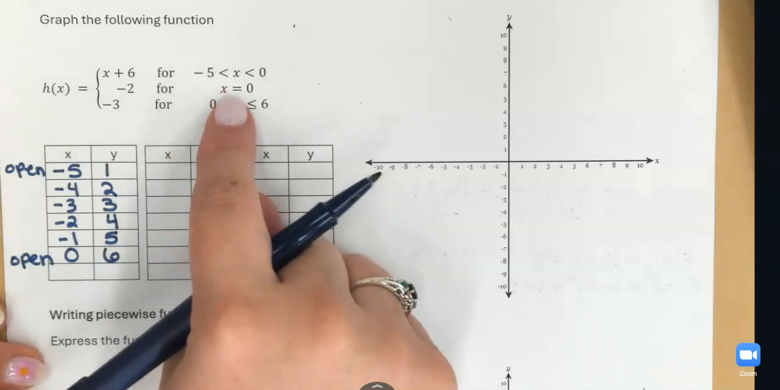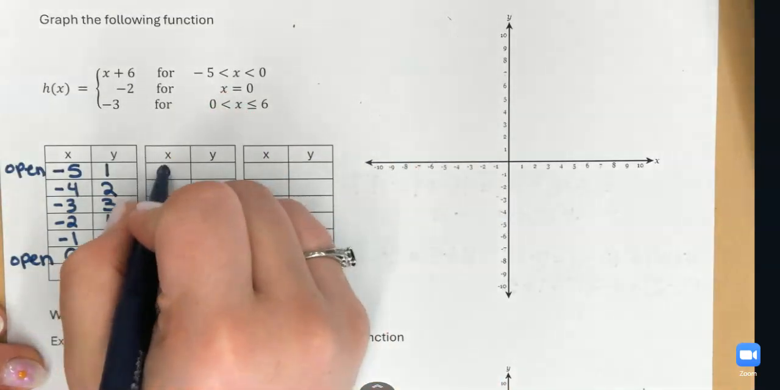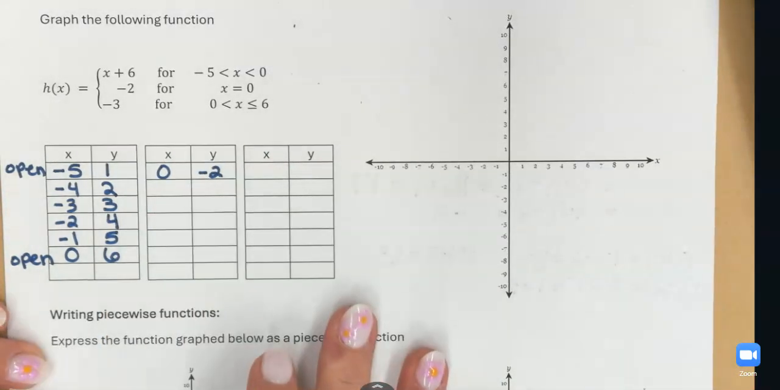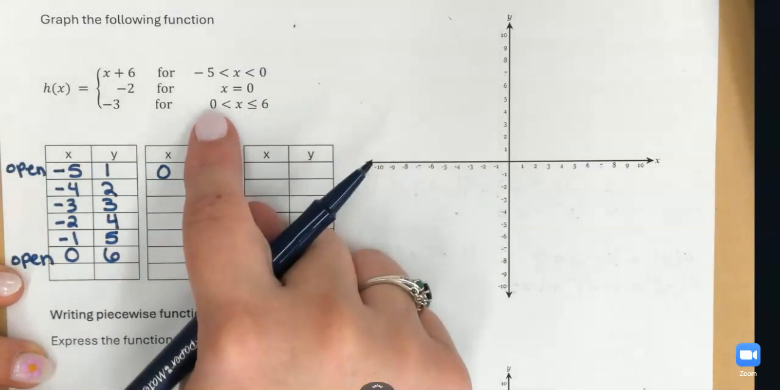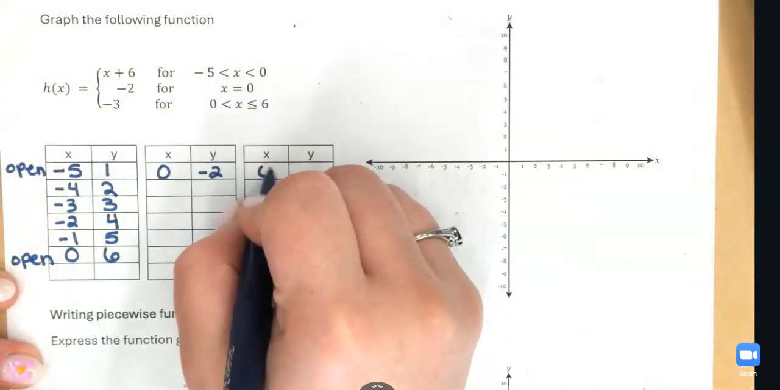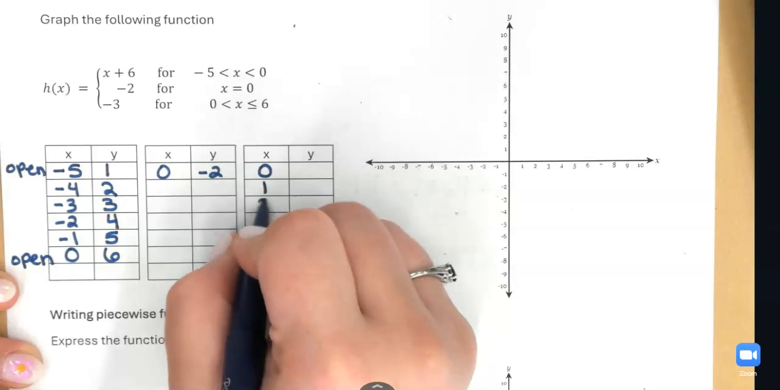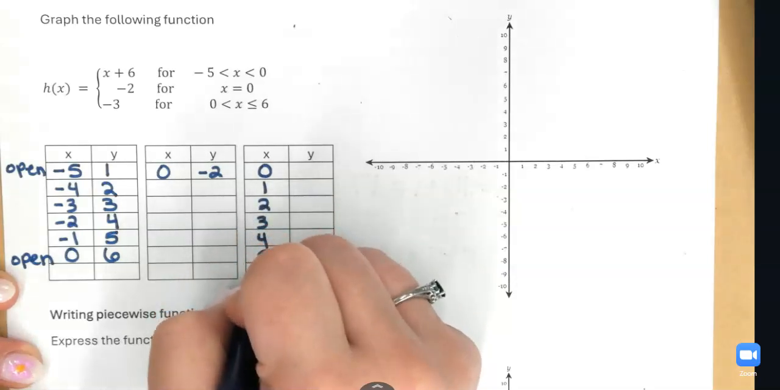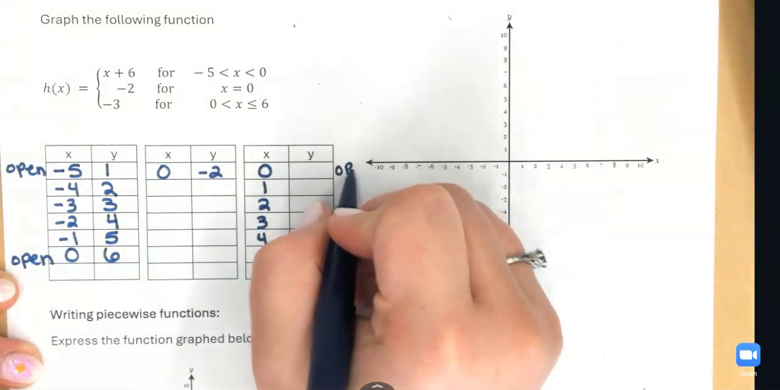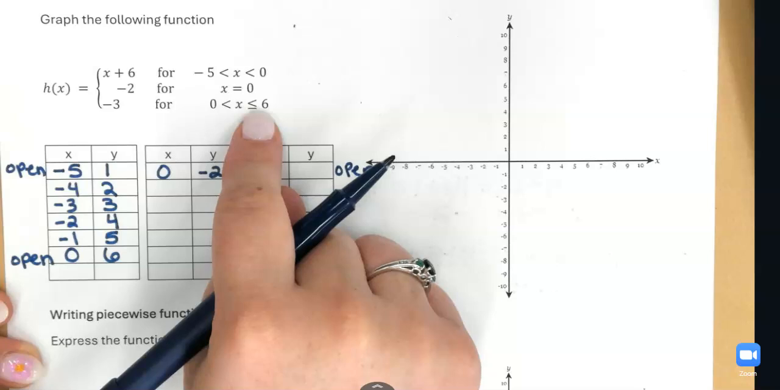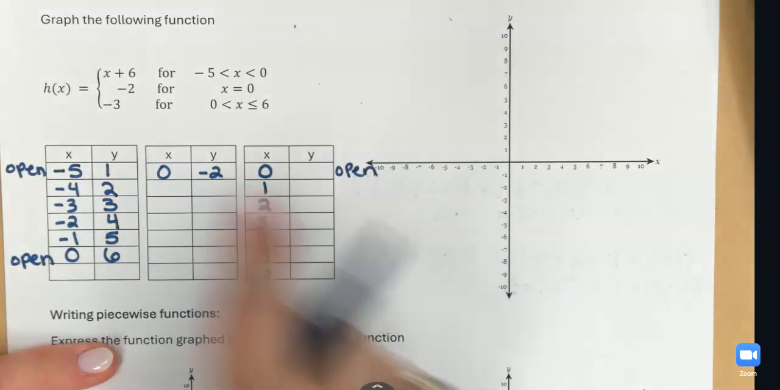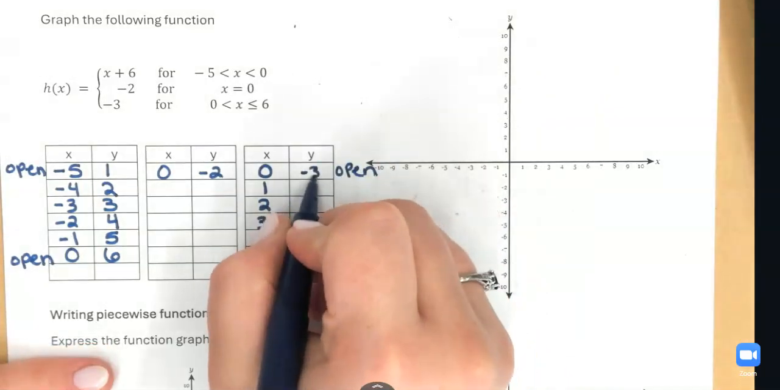For my middle one, it's only when x is equal to 0, and my y coordinate is -2, so that one's really easy. And then for this third one, between 0 and 6 for my x coordinates, so I'm going to make sure I get all of those: 0, 1, 2, 3, 4, 5, and 6. The 0 does not have an underline, so that's going to be an open circle, but the 6 does, so it gets a closed circle. Now I need to fill in the y's here, and they are all going to be -3.